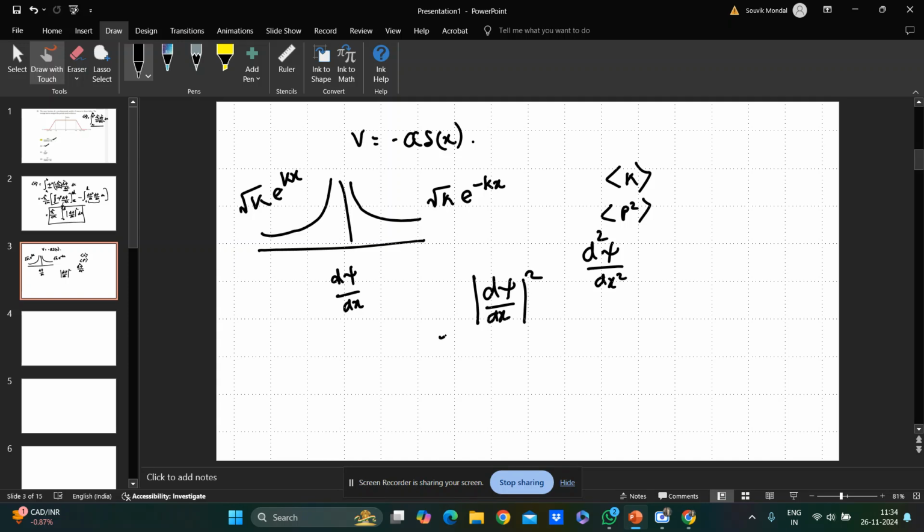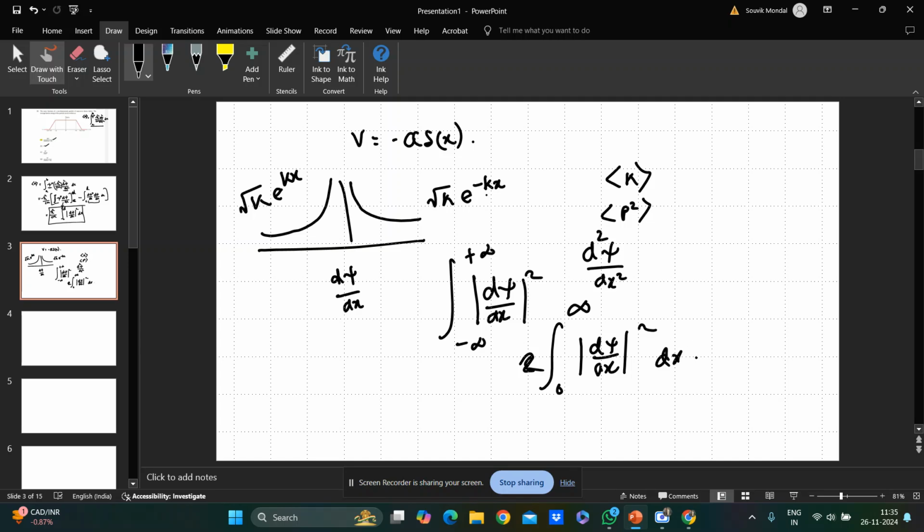If you take mod d phi dx whole square, this is an even function, this is mod square, an even function. So calculate it in the 0 to infinity limit and multiply by 2: 2 into 0 to infinity mod d phi dx whole square, and take your phi in this region. So at x greater than 0, this is phi. Take d phi dx and do the integration 0 to infinity, multiply it by 2.